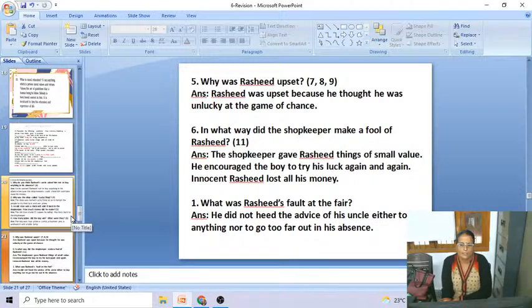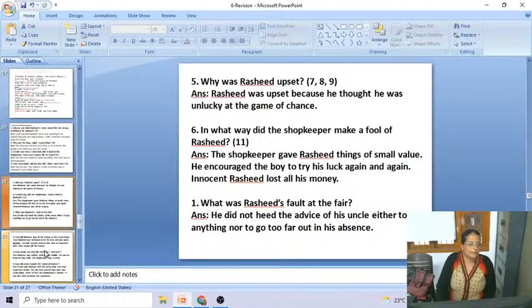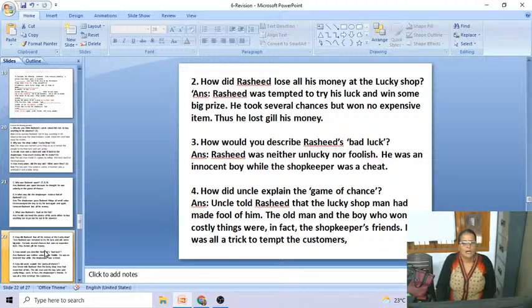First of all, he did not listen that his uncle told him not to buy anything in his absence. That's the foremost mistake that he has done. Right? So now let's see other questions. How did Rashid lose his money at the lucky shop?